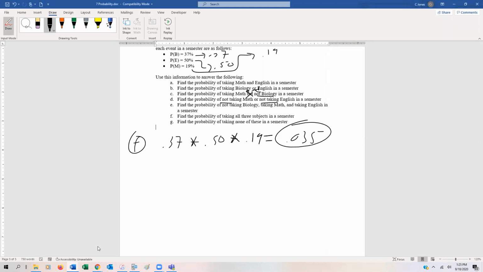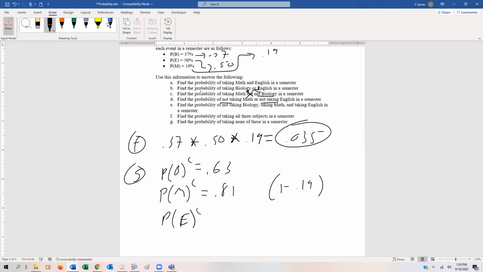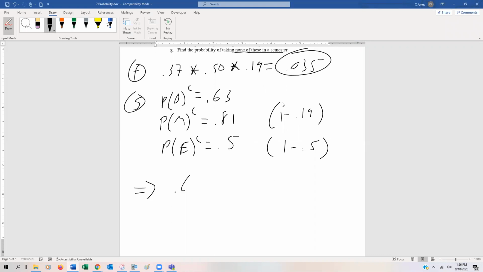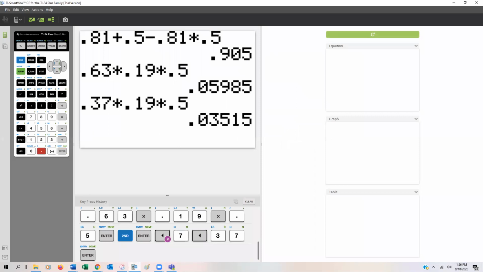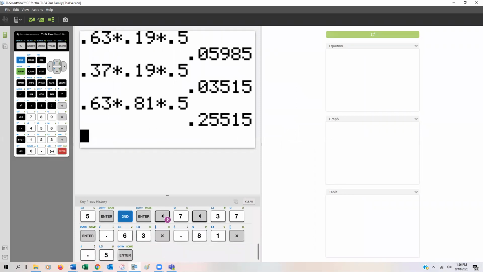And then finally, what's the probability of taking none of these in a semester? We want not biology, and not English, and not math. We know the probability of biology complement already. That's 0.63. We've seen that one a couple times. The probability of math complement is 0.81, and that's 1 minus 0.19. And then the probability of English complement, which we've also seen, is 0.5. That's 1 minus 0.5. Because we want all three things to happen at once, none of these in a semester, we're just going to multiply. So that's 0.63 times 0.81 times 0.5. And that works out to be 0.255.